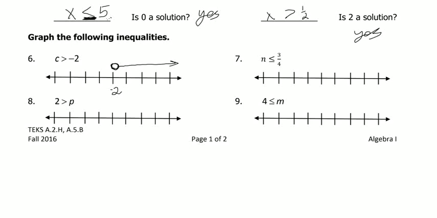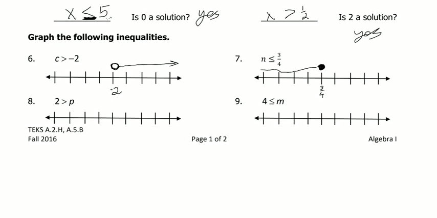Alright, next. So we got 3/4. And we're going to make sure to put a darkened in dot above that, because we have this line underneath it. And n is everything smaller than 3/4. So it's going to go off to the left, like that.